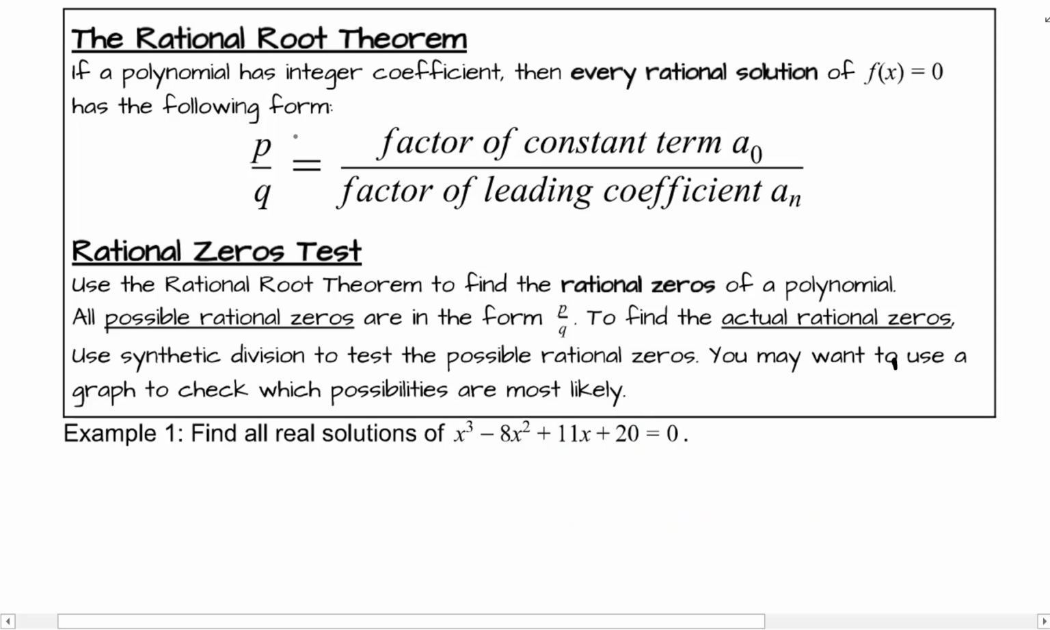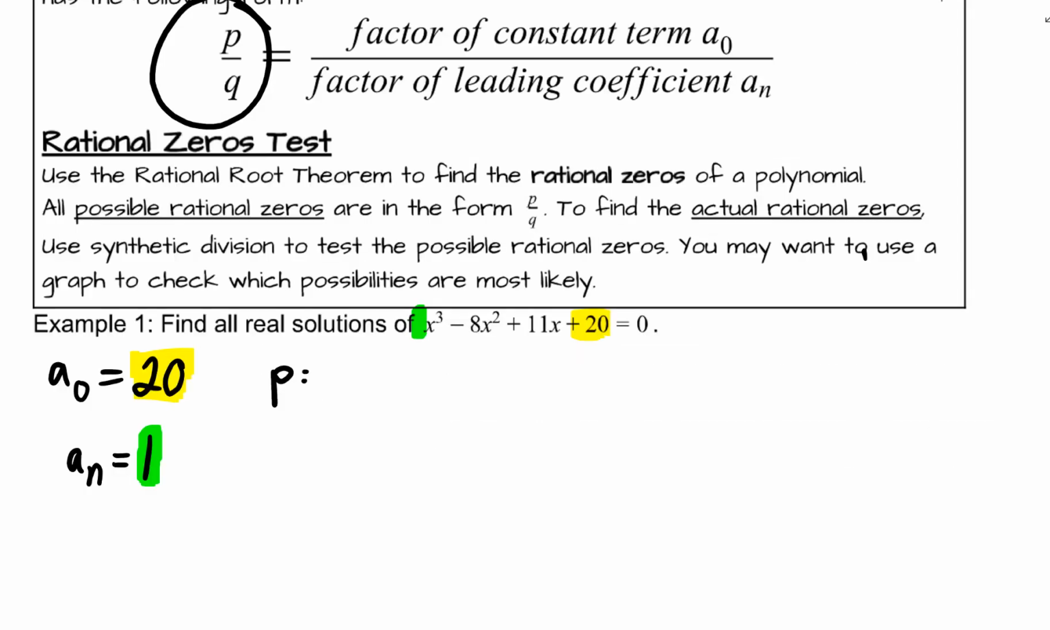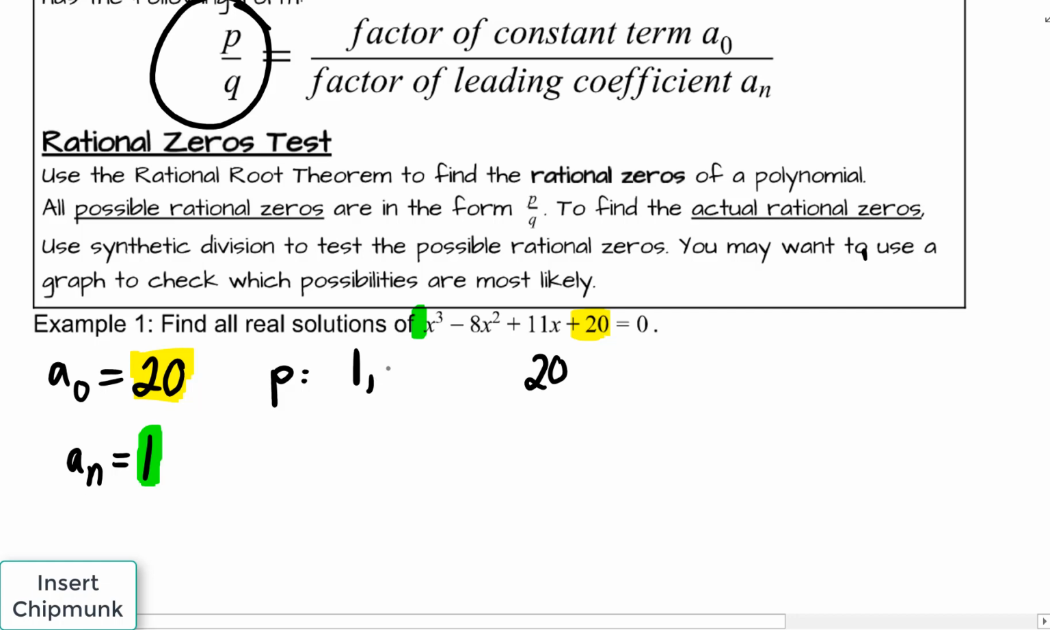First of all, I need to know what are all the possible rational zeros. The possible rational zeros are in the form p over q. P is all the factors of the constant term. So I want to know what is the constant term, and then I also want to know what is the leading coefficient. P represents the factors of a sub 0. So what are the factors of 20? 1 and 20, 2 and 10, 4 and 5.